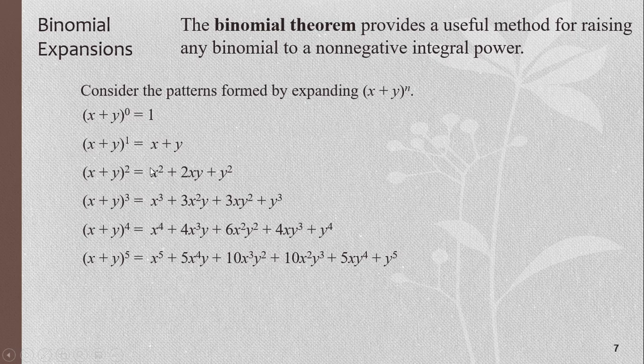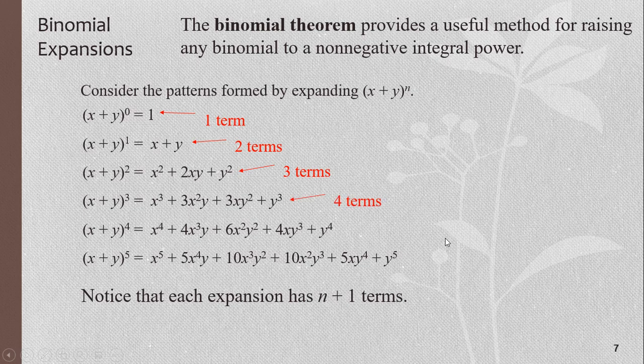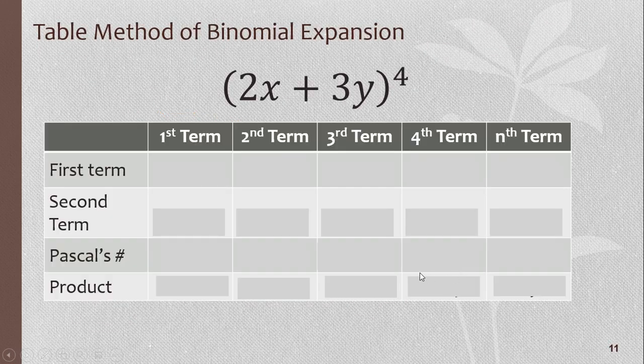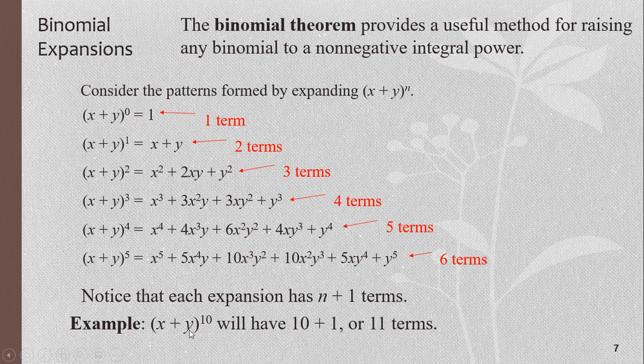And the x terms go in descending order of exponents. So here I've got x to the 5th, x to the 4th, x cubed, x squared. And the y terms go in ascending order of exponents. So y to the 0th is just 1, then y to the 1st, y squared, y cubed, y to the 4th, y to the 5th. And you'll notice that each expansion adds another term to it. And we looked at how x plus y to the 10th will have 11 terms, and so on and so forth.